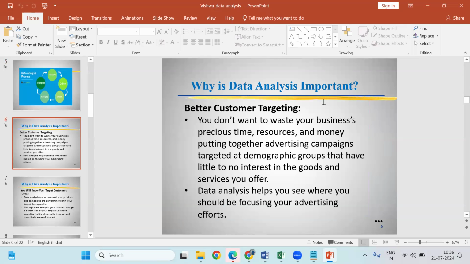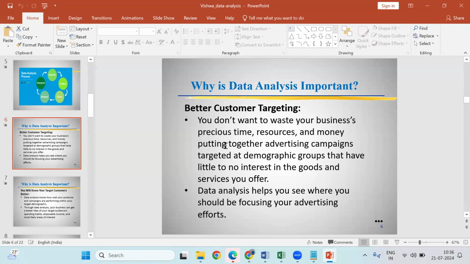Why is data analysis important? Because in simple words, data analysis is past tense, data engineer is present tense, and data scientist is future tense. Again, one more time: data analysis is past tense, data engineer is present tense, and data scientist is future tense, right? This is why data analysis is important.